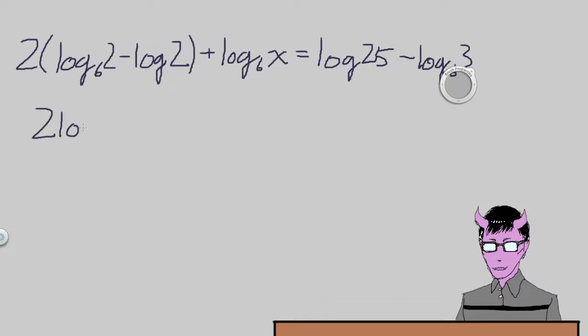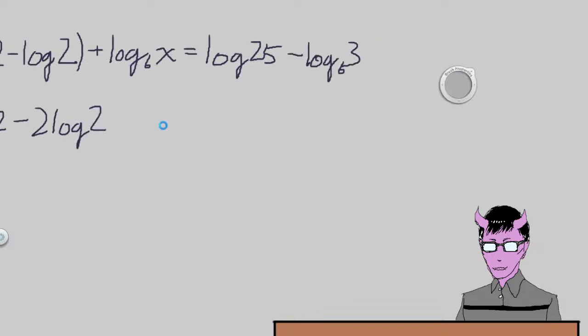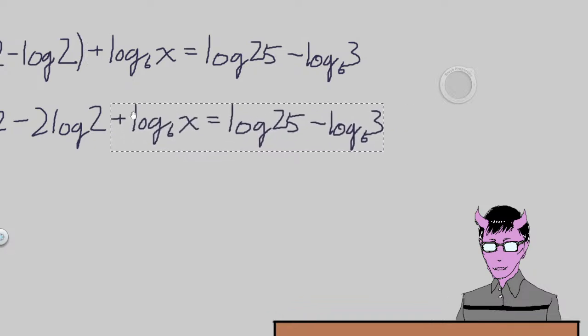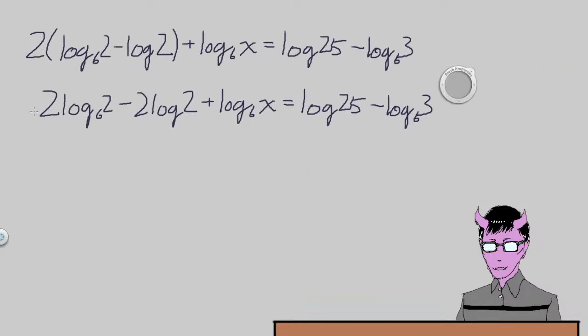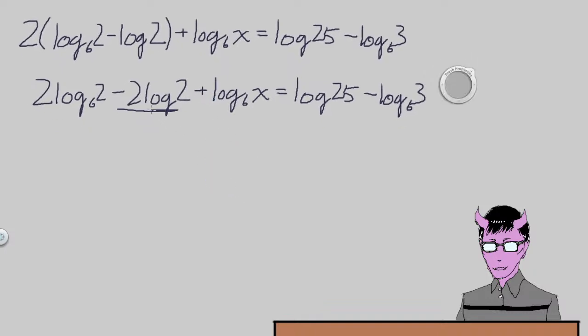We're going to get 2 times log base 6 of 2 minus 2 times log base 10 of 2. Let's just cheat and copy paste the rest of this. So we just distributed, all we did was we distributed this 2 to those 2 terms, thereby getting this term and that term. We shall move that over to the right hand side, and we'll move the log base 6 to the left hand side.